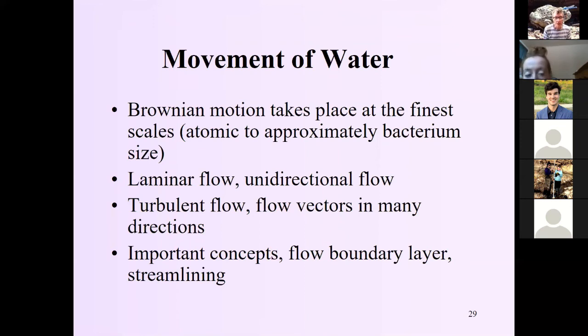As we get up to the larger scale, we get laminar flow, where there's not mixing, but there's movement. All the fluid is moving together. And then as we get to higher scales and higher velocities, we get turbulent flow. So the flow vectors are not just in one direction like in laminar flow. The net movement is in one direction, but there's all this mixing. The important concepts here to talk about are flow boundary layer and streamlining.